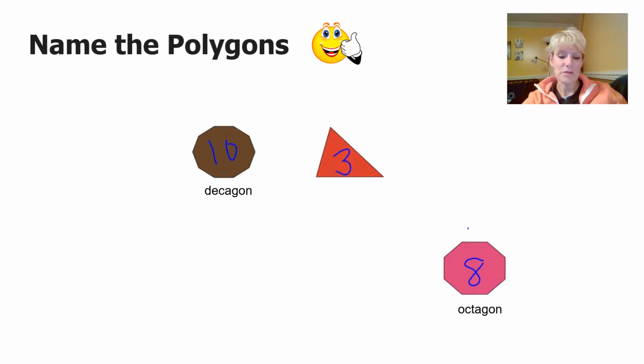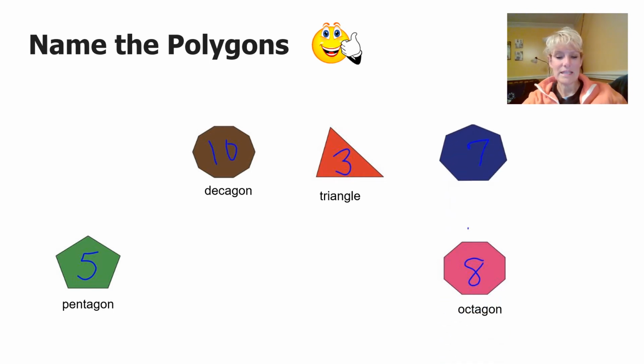3 sides and 3 angles. What is that? Did you say a triangle? 5 sides and 5 angles. We saw that just a little while ago. Did you say a pentagon? 7 sides and 7 angles. We also saw that just a little while ago. Did you say heptagon? I like that word.